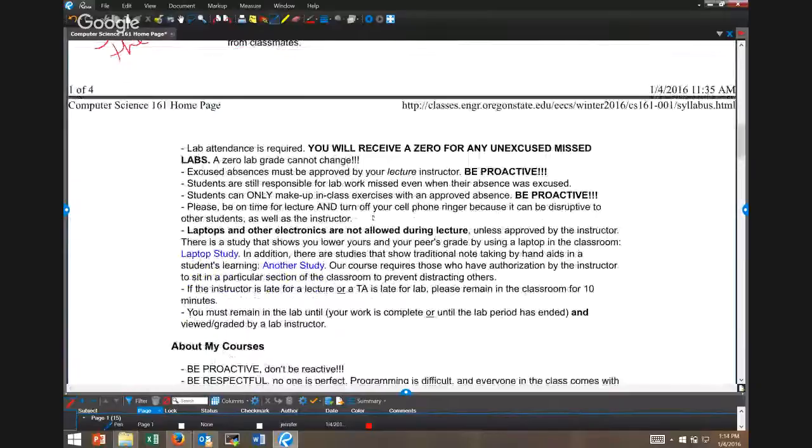During class, I do not allow laptops or other electronics during lecture, and this is because if you look, it'll show that using a laptop during class not only lowers your grade by almost a letter grade, but also those around you, and that's very disrespectful and something we do not do in my class. If you also look at another study that shows traditional note-taking by hand also aids in your learning rather than just typing your notes, if that's your argument.